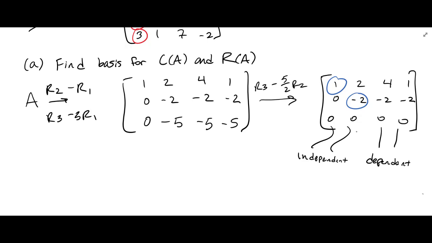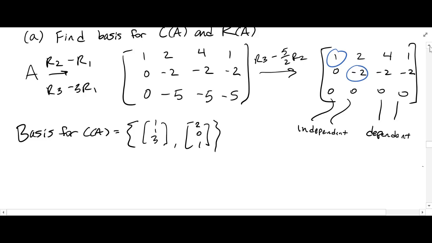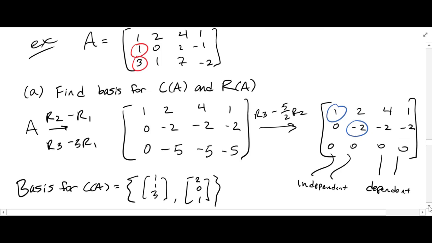Okay, so that means a basis for the column space of A are the first two columns of A. Let's see, what was it, 1, 1, 3 and 2, 0, 1. Those were the first two columns of A. So that's the basis for the column space of A.